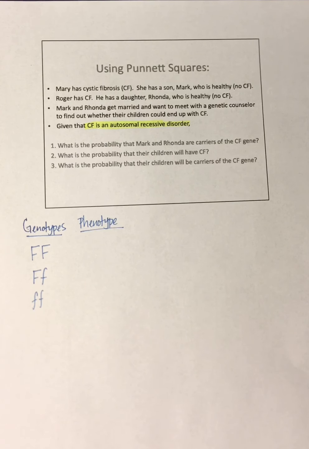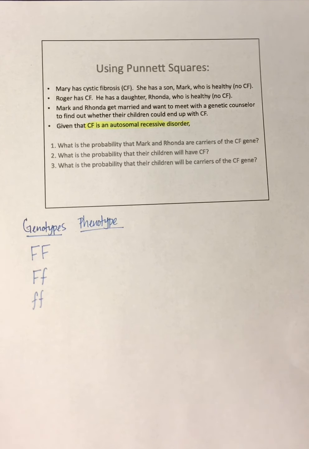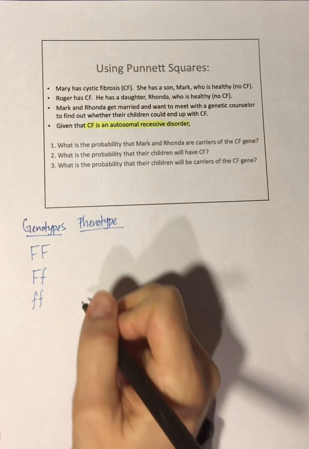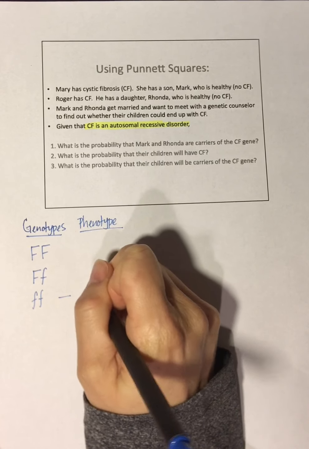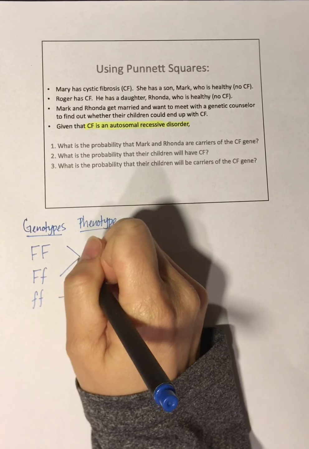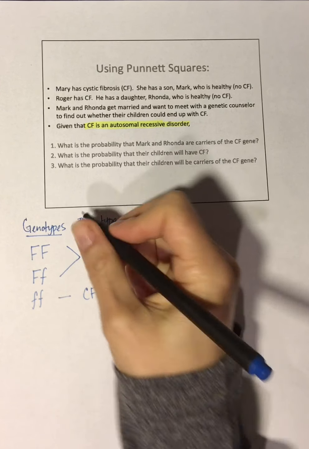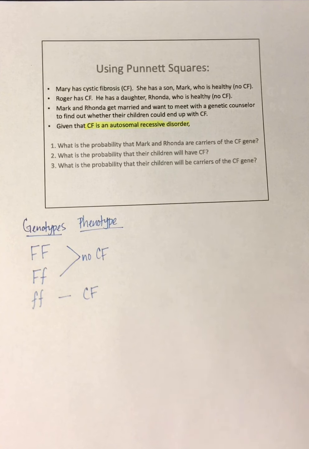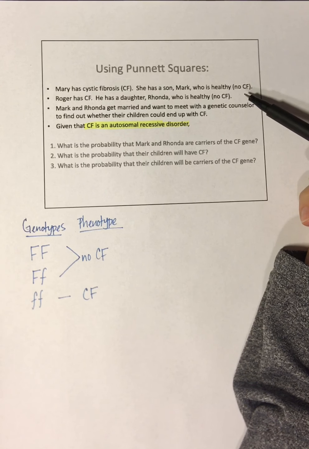So if we list the corresponding phenotypes, because cystic fibrosis is an autosomal recessive disorder, the only genotype that will result in cystic fibrosis is the homozygote recessive genotype. So this will have cystic fibrosis. Neither one of these genotypes, neither the homozygote dominant or the heterozygote genotype, will result in cystic fibrosis. So now that I've got this, I can go back and read through the question and pull out more information.